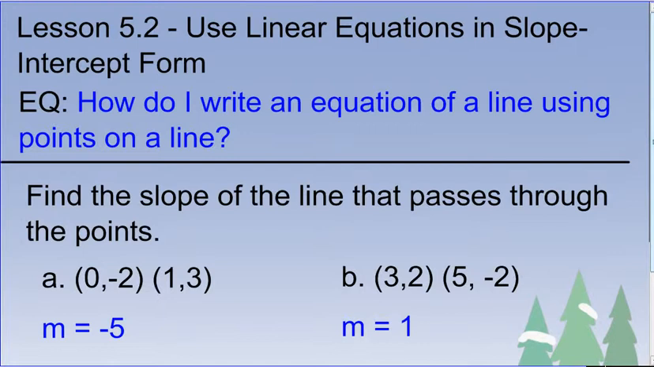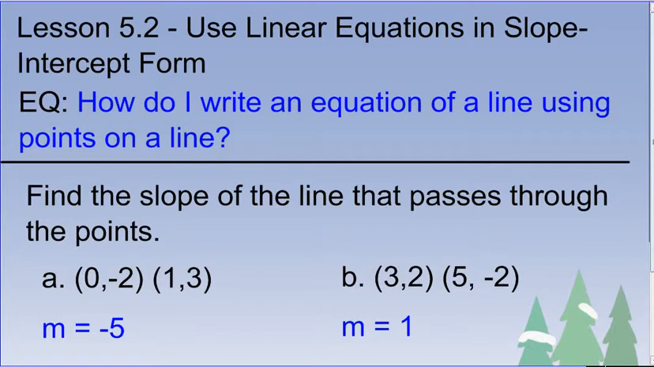If you remember from the last lesson, we were able to write the equation in slope-intercept form if they gave us the slope and the intercept, or if they gave us 2 points where one of the points was the y-intercept, and that was pretty much it. So the real question is, what would happen if they gave us 2 points where neither of those points was the y-intercept? That's what we're going to figure out today. So the central question is, how do I write an equation of a line using points on a line?